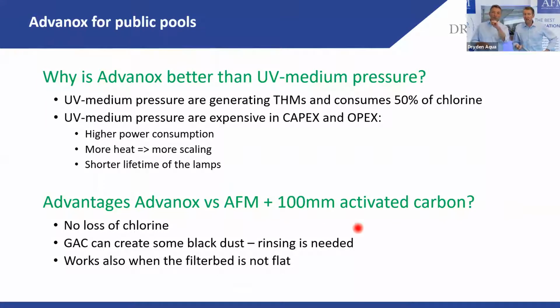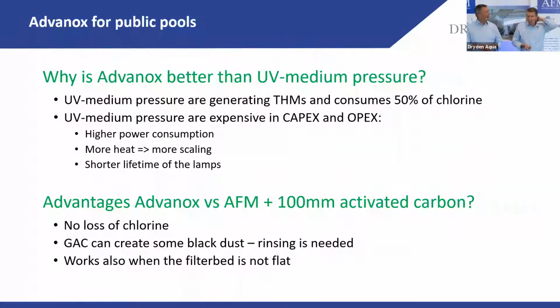And there are also clear advantages of Advanox versus AFM. Maybe two more things. Medium pressure generates more heat, so the lamp gets warmer, and therefore you have more problems with scaling of calcium. And the lifetime is shorter. It's roughly 8,000 hours, where Advanox is 12,000. Maybe you could operate it to 69,000 hours, but think of our families: maybe change it every 12,000 hours. Then you're on the safe side and you generate a little bit of turnover for us.